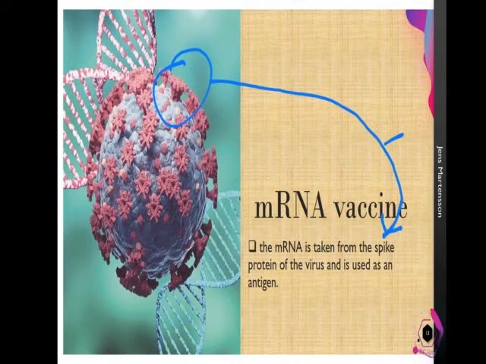The mRNA means messenger RNA. To tell you further, all viruses which are present have RNA, whereas we humans have DNA. Now the spike protein of the coronavirus is taken and used as an antigen in a vaccine. That is what mRNA is. The name itself suggests the RNA of the virus, which codes for the spike protein, is taken and then used as a vaccine.